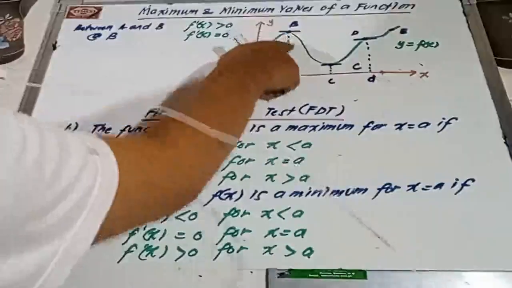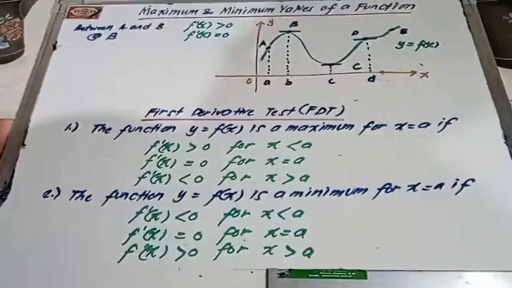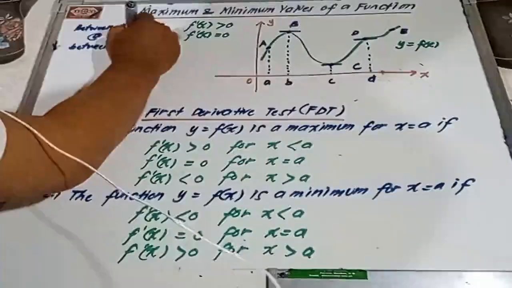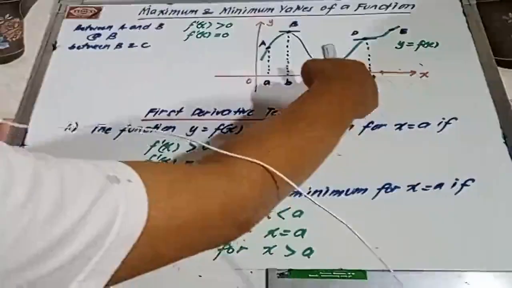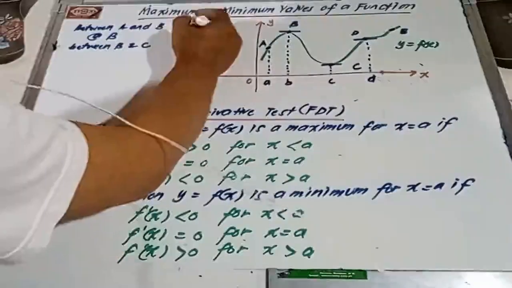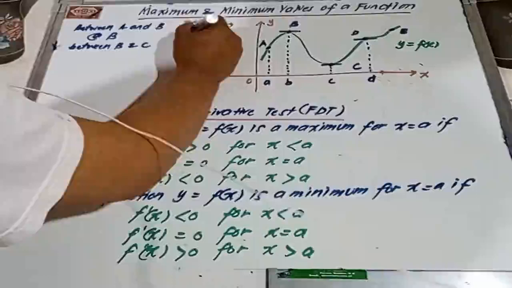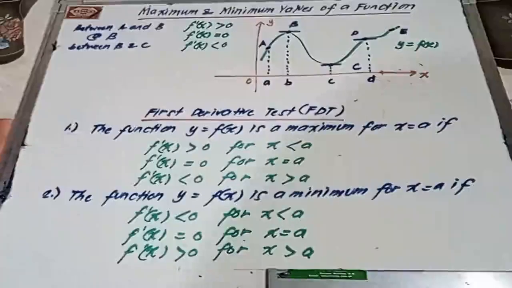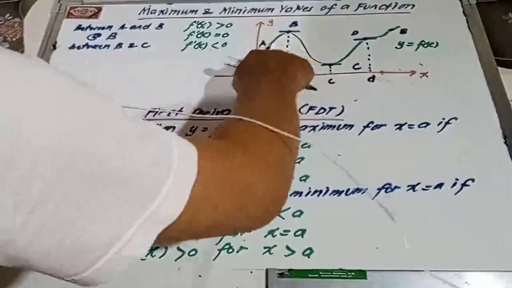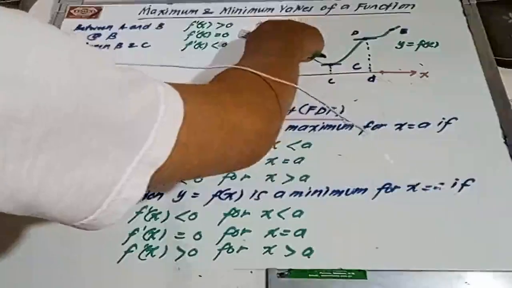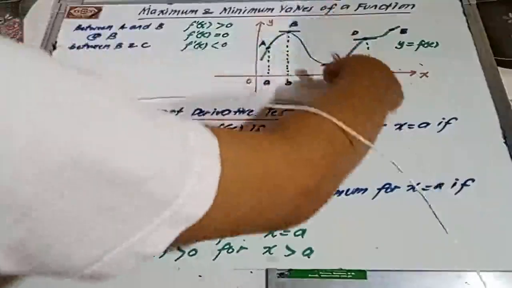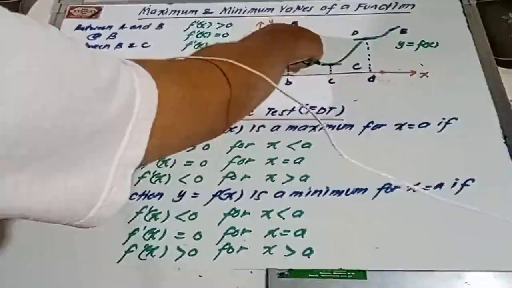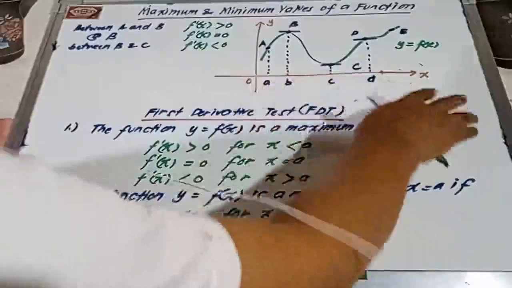And then between B and C, mapapansin mo, decreasing siya doon. Kapag decreasing siya doon, ibig sabihin, ang slope niya doon is less than 0 or the first derivative is less than 0. So, increasing or the slope is positive, and then the slope is 0, then the slope is negative. So, mapapansin ninyo, yung ating point B, siya ang pinakamataas sa lahat ng parte ng ating function.